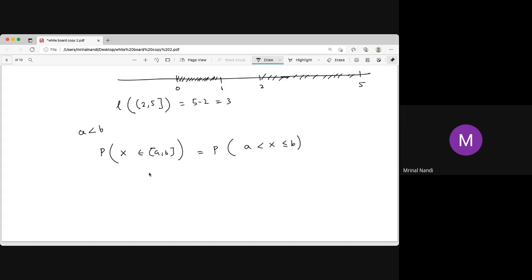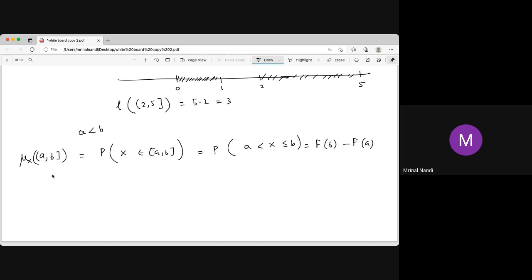So what is the probability? We sometimes write this as a probability measure. Say mu is the probability measure, and this probability measure, mu x say, because x is the random variable. So what is the probability measure of this set? This is nothing but F(b) minus F(a), where F is the distribution function. Since F is a distribution function, the probability is this.